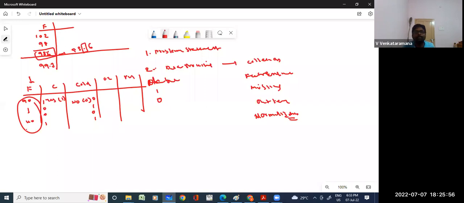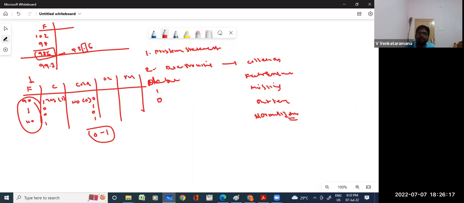Then what you have to do? You have to do the normalization. Normalization means you have to make all your features between the range of 0 to 1. Keep all the features in the same scale. That may be required in some applications, so you have to do that also. All these things are called data processing.